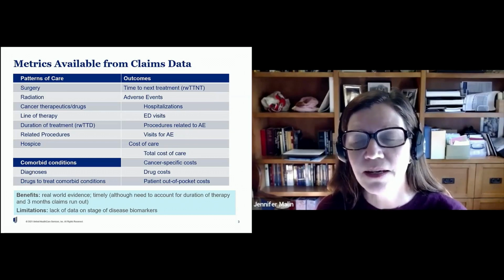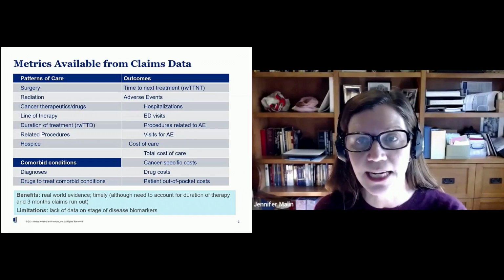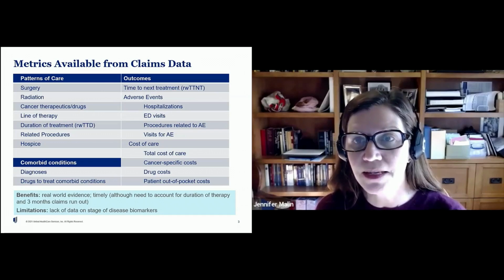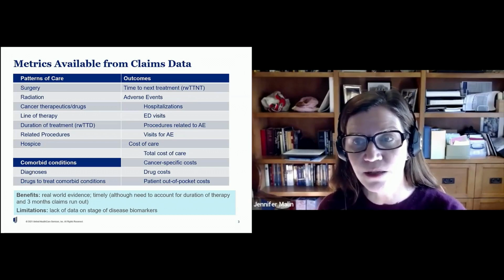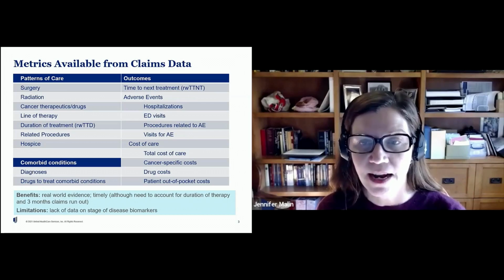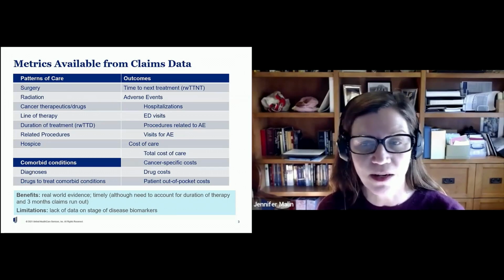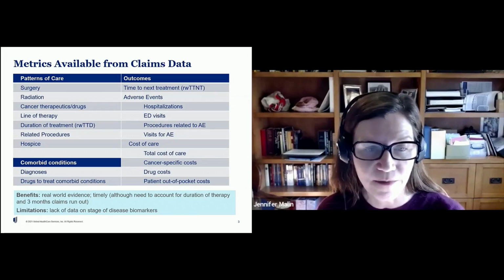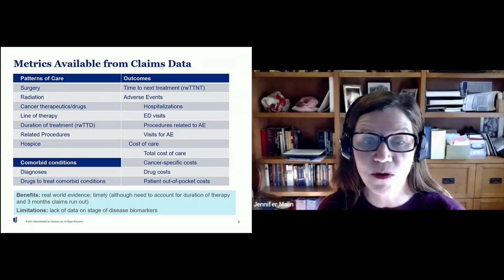There are specific outcomes that are frequently obtained from claims, whether they're being used in isolation or linked with other data. Time to next treatment is increasingly being used as a proxy for disease progression. It's a very good source of data for adverse events, especially things like hospitalizations and emergency department visits. And it's a good source of information on the total cost of care, cancer-specific costs, drug costs, as well as patient out-of-pocket costs. The benefits of the claims data include that it provides real-world evidence.